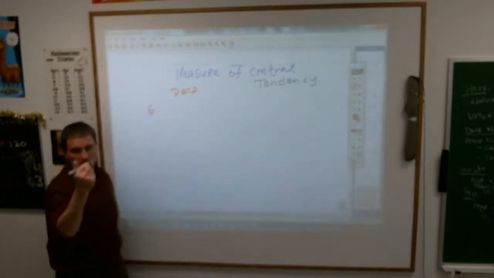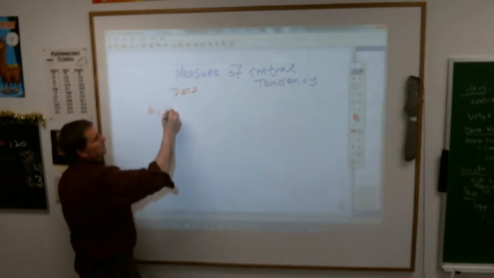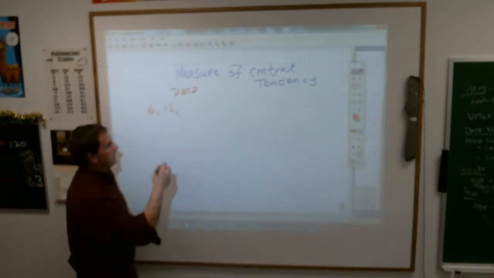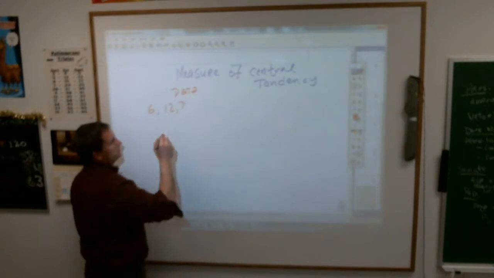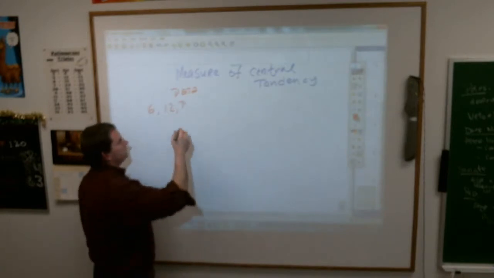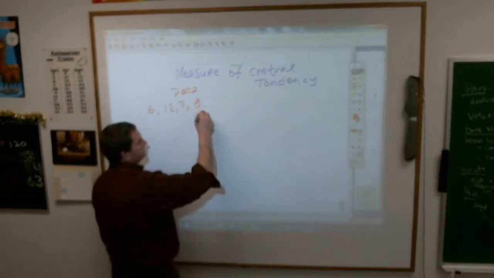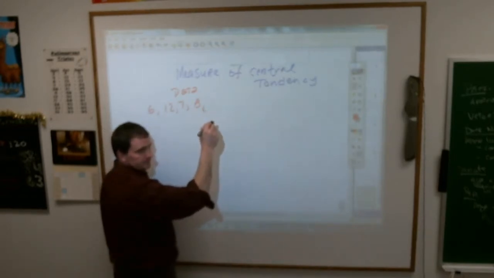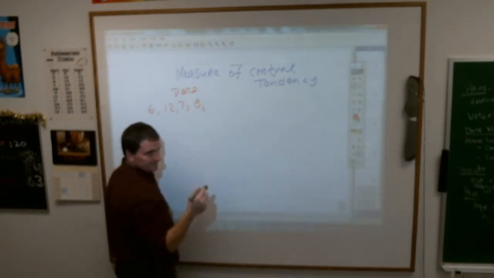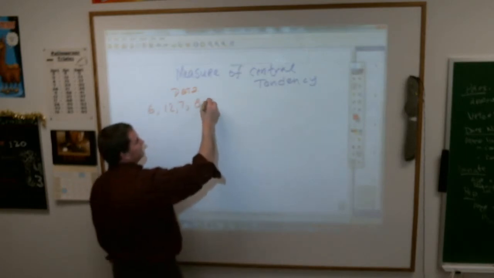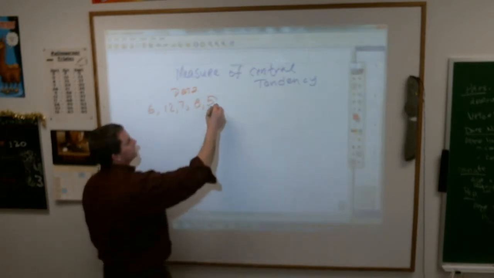11 to 6. Christian? 12. Copy these down for me. Savannah? 7. Michael? 8. This is working out well so far. Christine? Shoe size. What's your shoe? I don't know my shoe size. Say 5. Just say 5. Eli? 8.